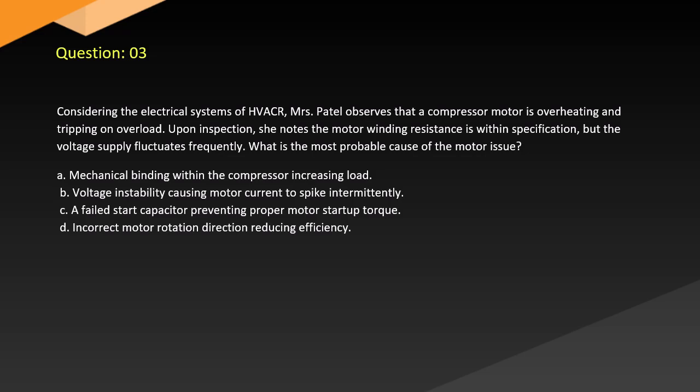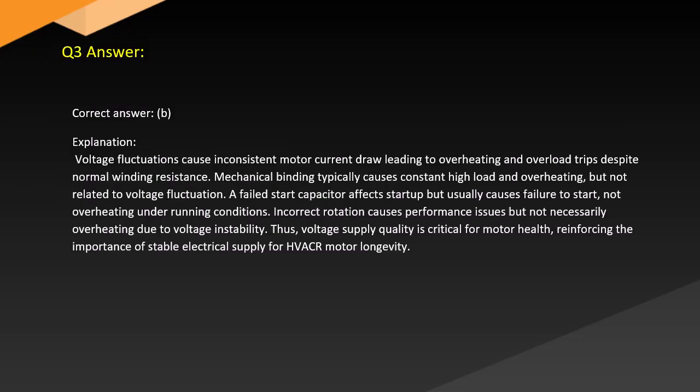A. Mechanical binding within the compressor increasing load. B. Voltage instability causing motor current to spike intermittently. C. A failed start capacitor preventing proper motor startup torque. D. Incorrect motor rotation direction reducing efficiency. Answer. Correct answer: B. Explanation.